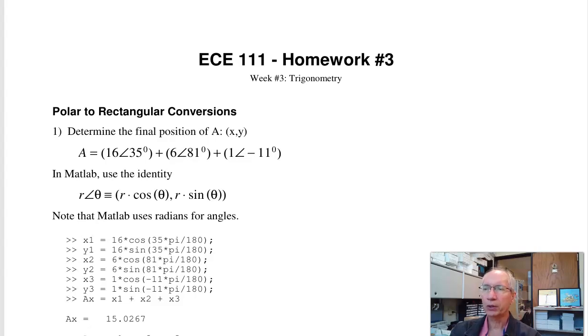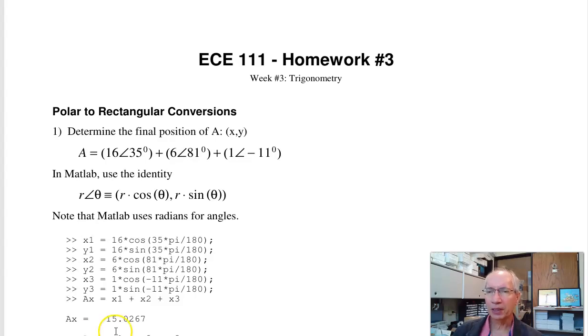Here are solutions to homework set number 3 for ECE 111, Introduction to ECE. This homework set looks at using Matlab to solve problems that you'll encounter when you take trigonometry, basically sines, cosines, unit circles, stuff like that.